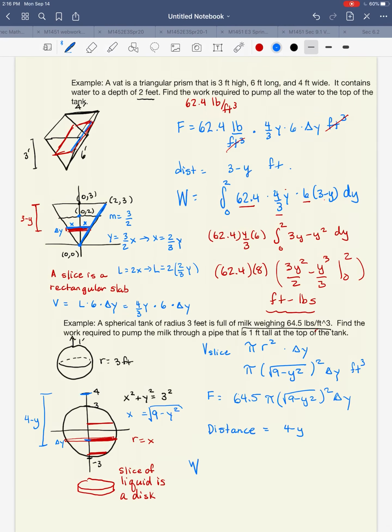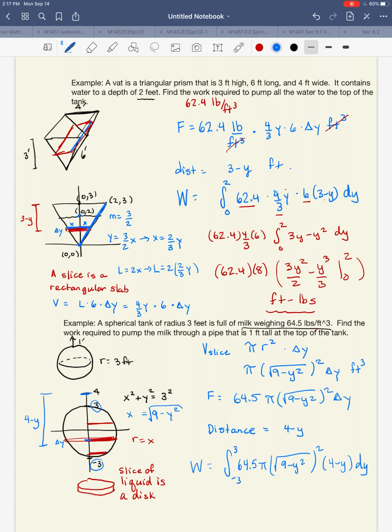And we get our work integral. Golly, what a strange looking W. Let's try that again. We get our work integral to be our force, 64.5 pi radius squared, times 4 minus y, dy. Now the integral sign reflects the depth of the liquid that we're slicing up, and we're slicing it up from a depth of minus 3 to 3 on the y-axis.